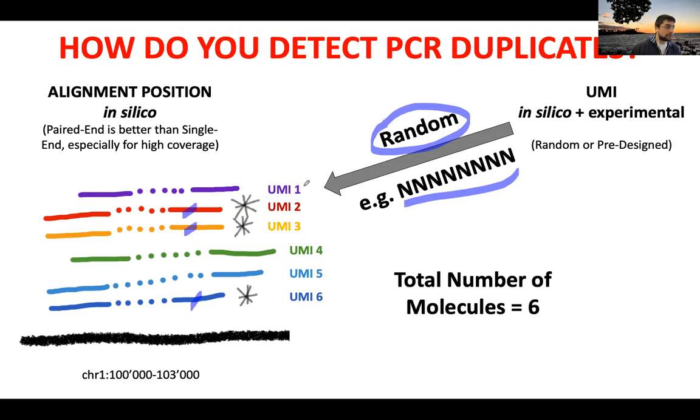I count 6 because I have 6 different UMI, okay? However, this approach has a problem, okay? The random nucleotide design is not great because you can have sequencing errors, okay?